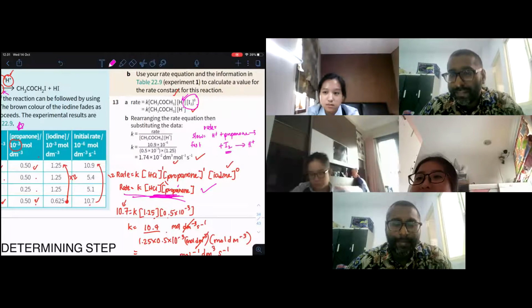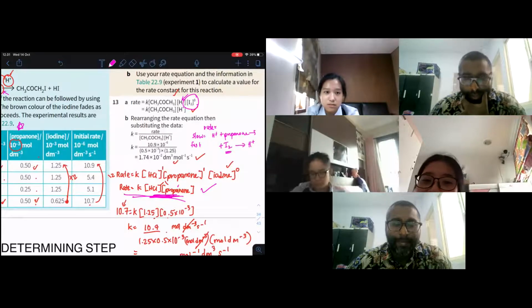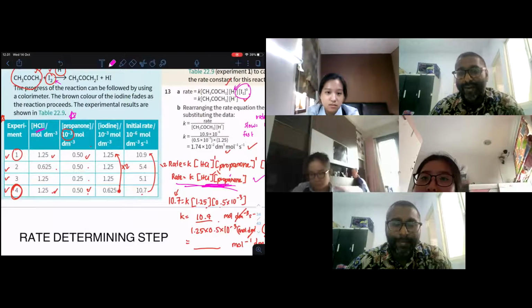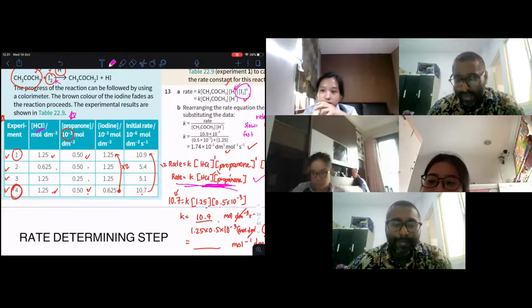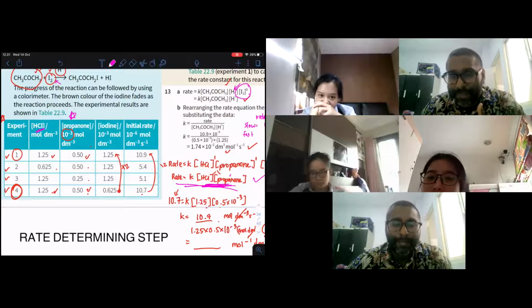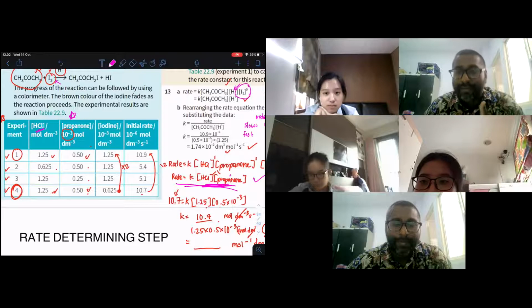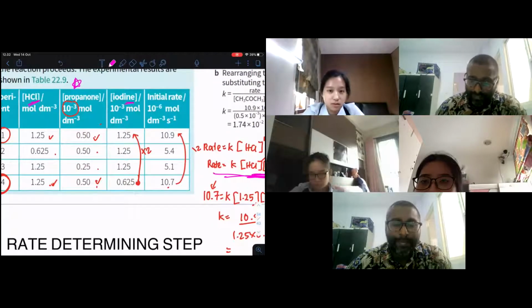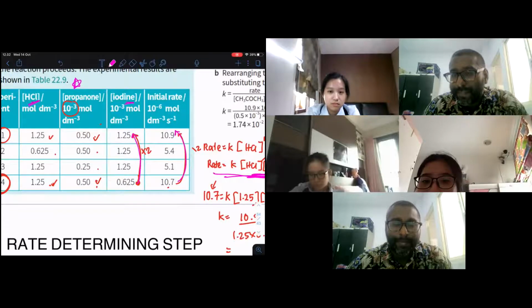Sir, how do I know if it's zero order? To identify zero order, there are two ways: one is by using experimental data, the second is by using the graph. Here I found out this one is zero order because when this one becomes double, nothing changes here. So I know it's zero order. In this particular case, I used experimental data.